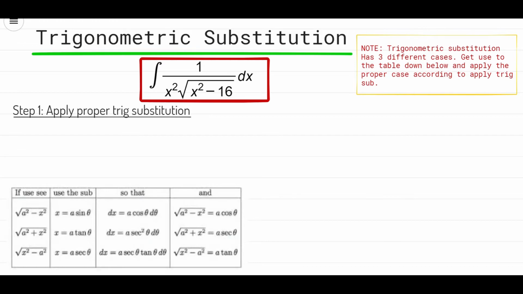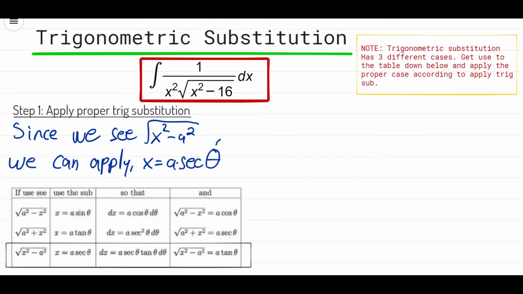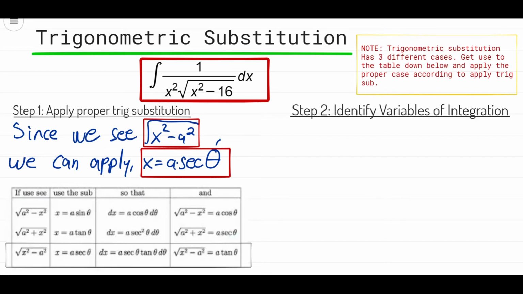As it turns out, we have the form of x squared minus 16, which is the form of x squared minus a squared. So we're going to apply that substitution right there. Since we see x squared minus a squared, we can apply x equals a times secant theta. And we're going to use this information to do step 2, in which we identify the variables of integration.